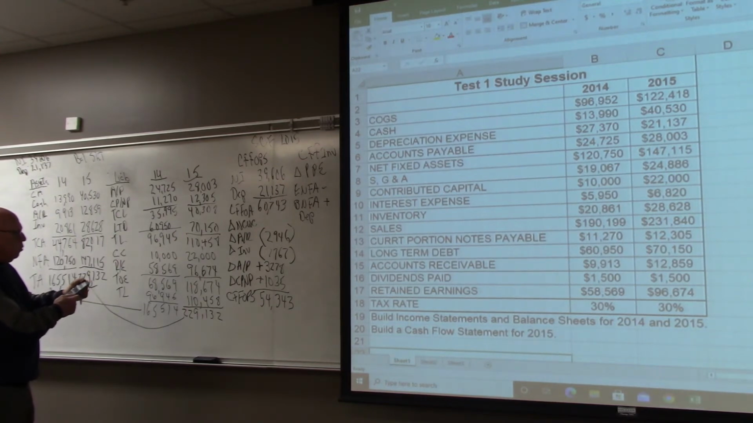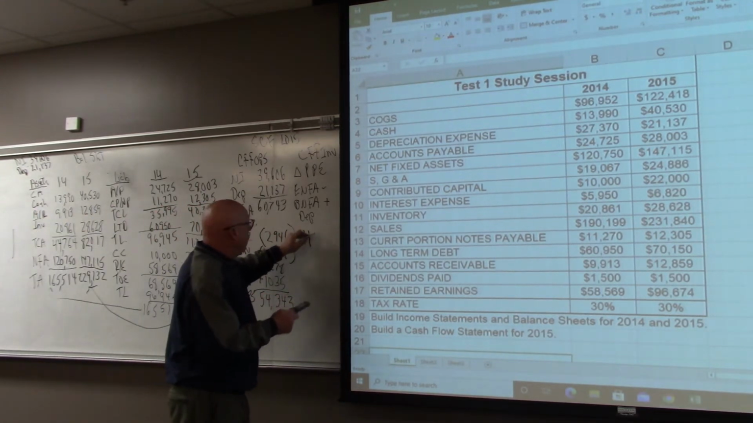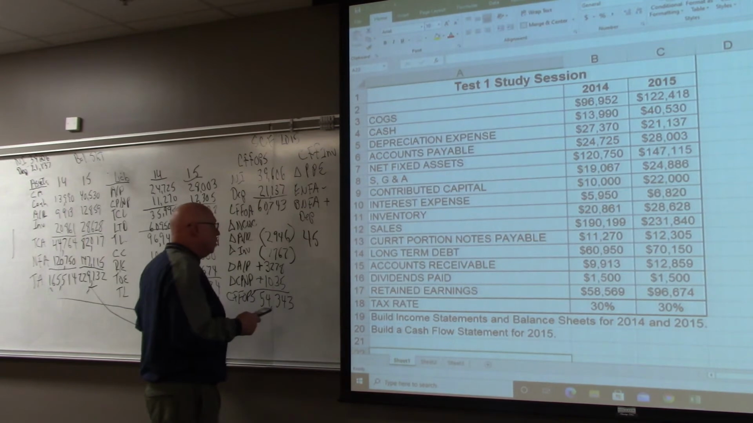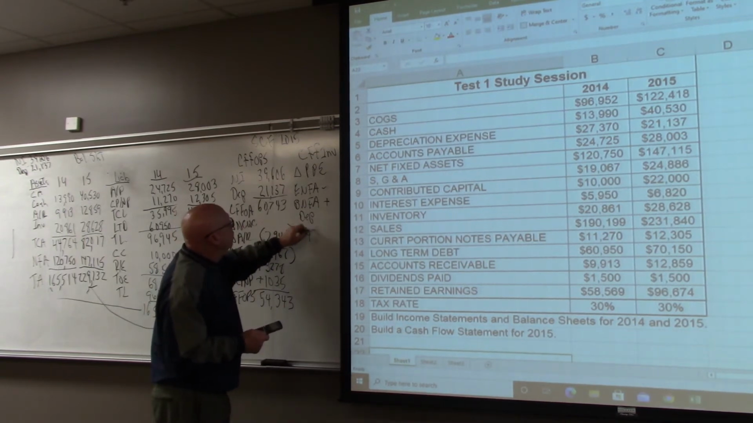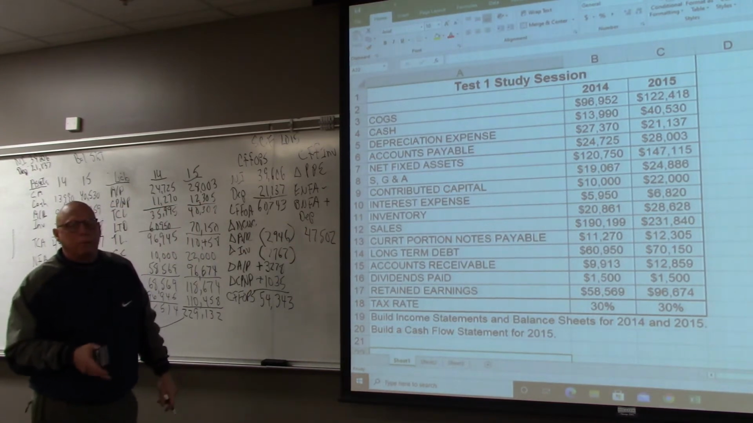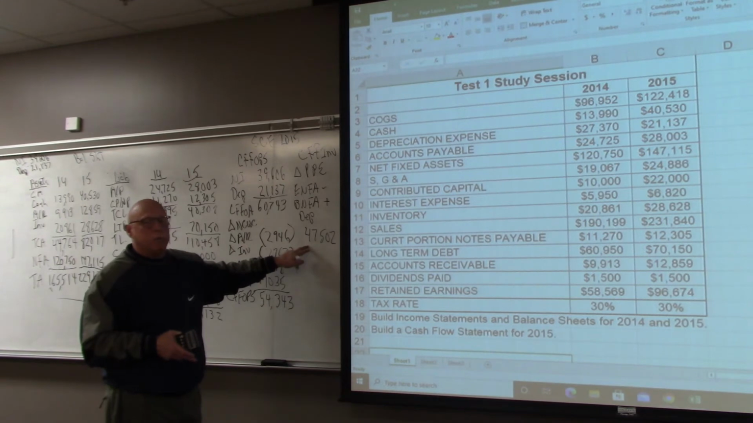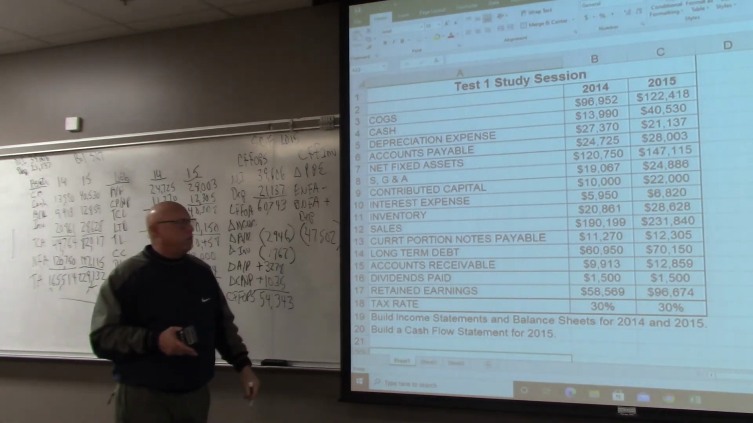21,137, and we get a total of 47,502. That is how much money the company spent on property, plant, and equipment. It's a positive number. It's an increase in an asset. It is a use of cash.